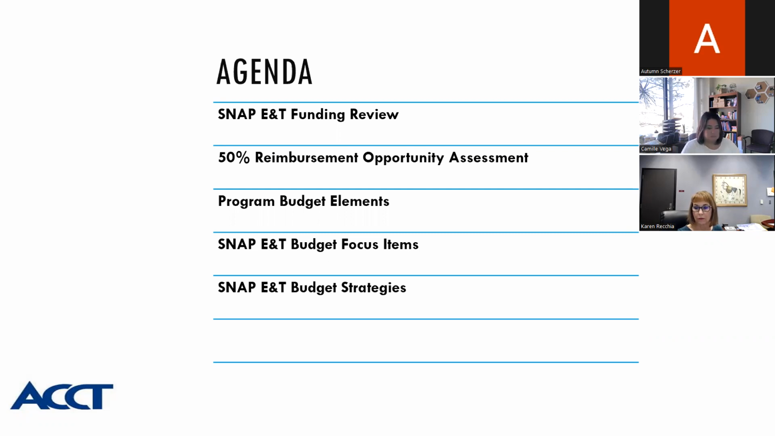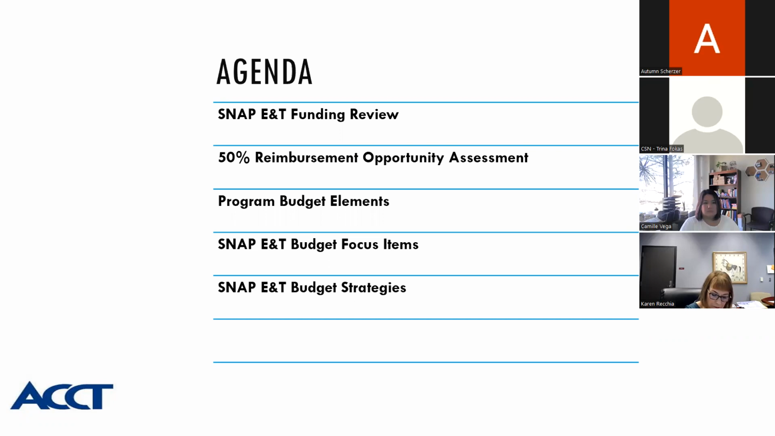And then we'll zero in on some elements of how to build a SNAP E&T budget and some general strategies. And like I mentioned, we're happy today to have Camille Vega from Truckee Meadows Community College to talk about non-federal funding. And we also have some guests, Jennifer and Kathy from the Washington State Board for Community and Technical Colleges. They serve as an intermediary for all 34 community and technical colleges in the state of Washington. And they'll talk about some strategies for budgeting as well. So we'll go ahead and get started.